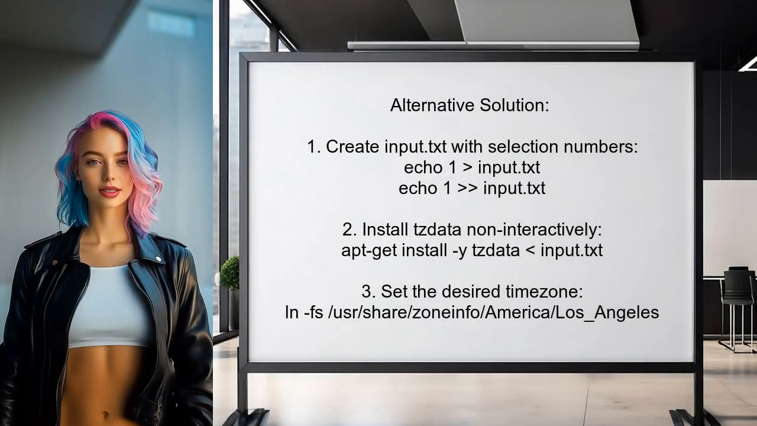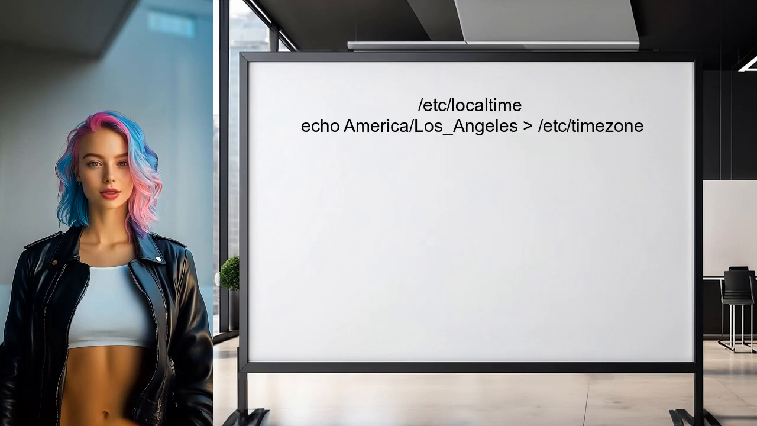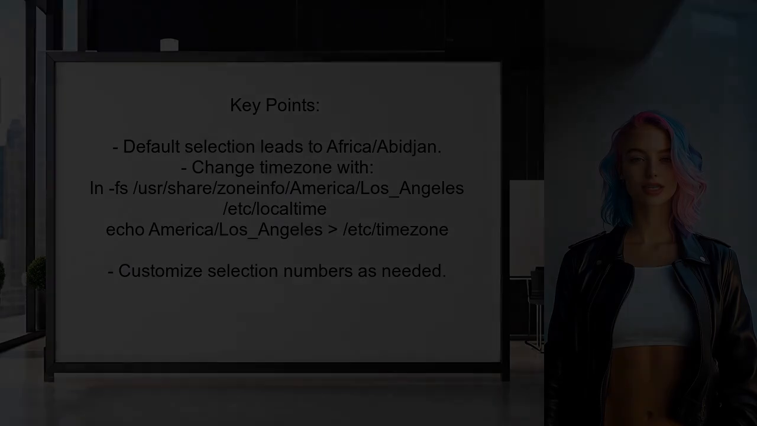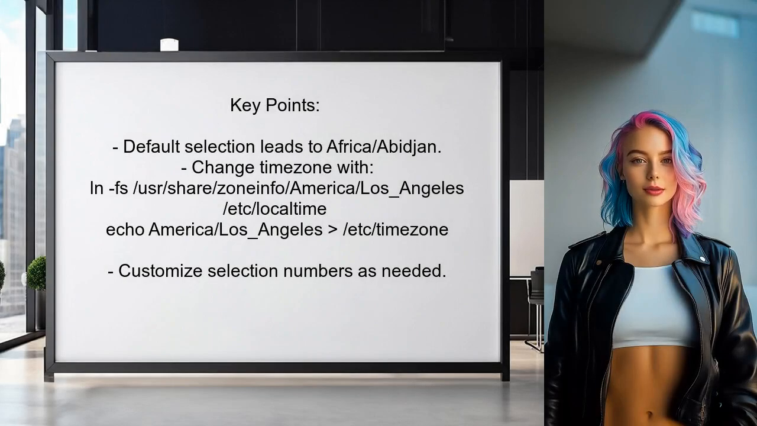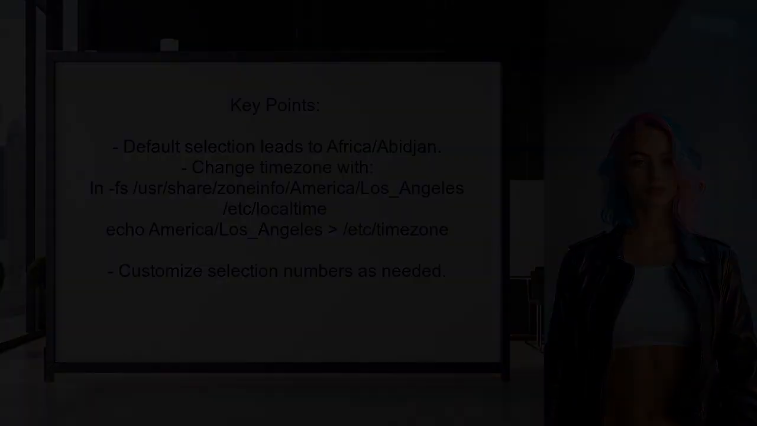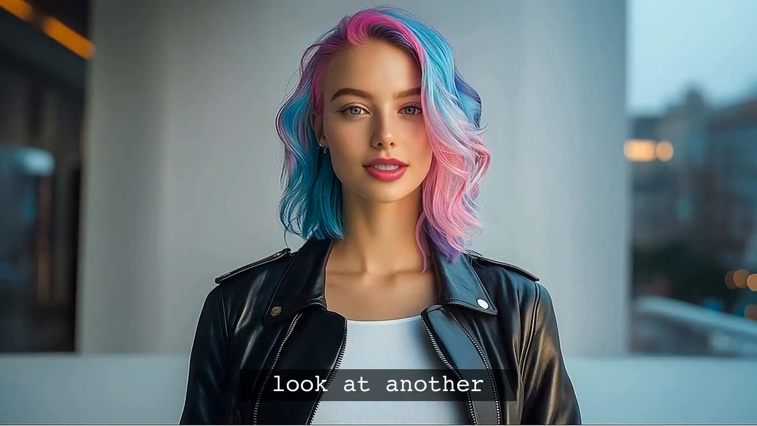One user shared an alternative method for installing tzdata non-interactively. They created a text file with selection numbers for the geographic area and city menus. This file is then used as input for the apt-get install command, allowing the installation to proceed without user prompts. This approach installs tzdata as if the user selected the first options, defaulting to Africa Abidjan. The user can then change the time zone to their preference with additional commands. Let's take a look at another answer from another user.